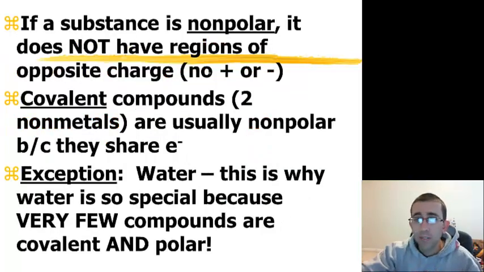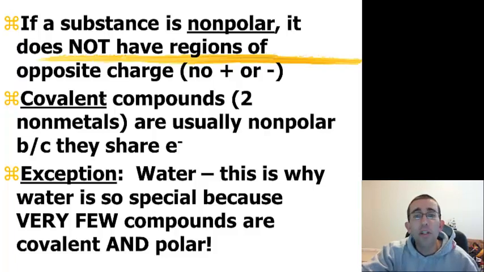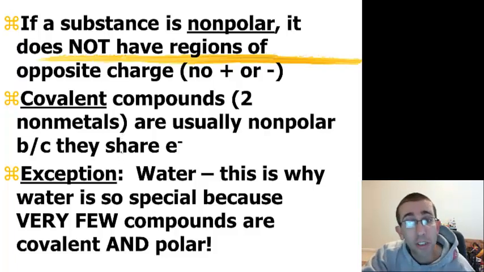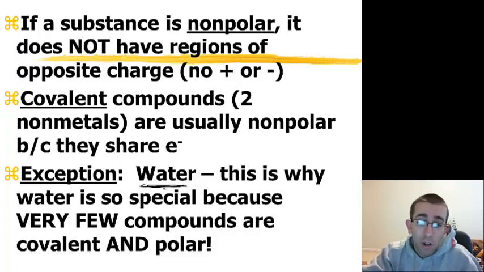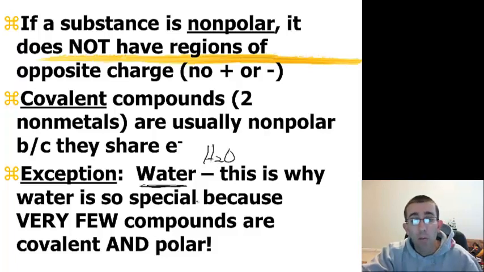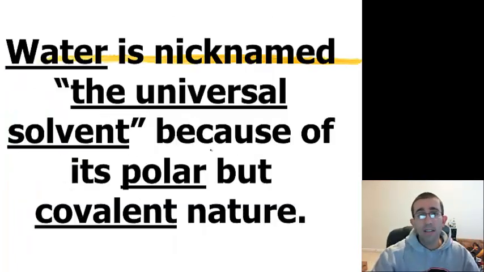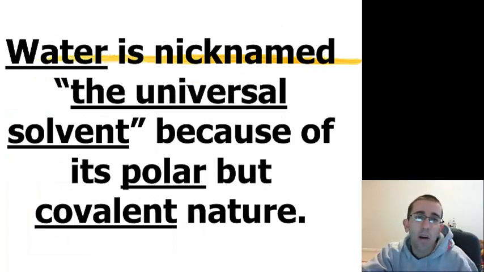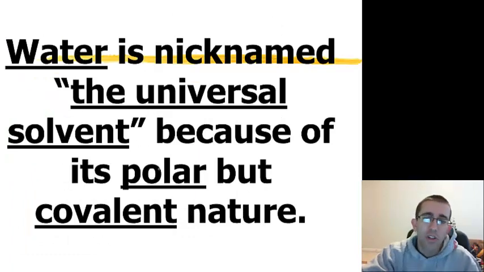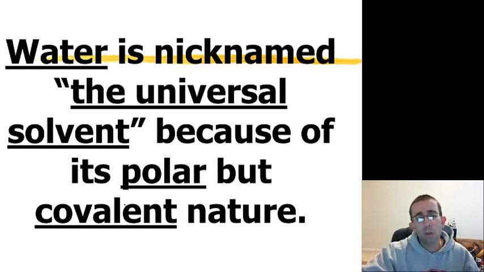Alright, for the purposes of this class, something that's nonpolar is going to be a covalent compound. We'll consider covalent compounds nonpolar. There's an exception though, you definitely have to know this. Water. Water is the exception. Water is covalent. It's H2O, right? These are two nonmetals. But it is polar. With that being said, this is actually why water is a universal solvent, because not only is it polar, but it's covalent.